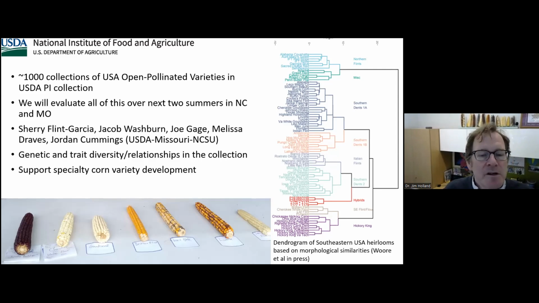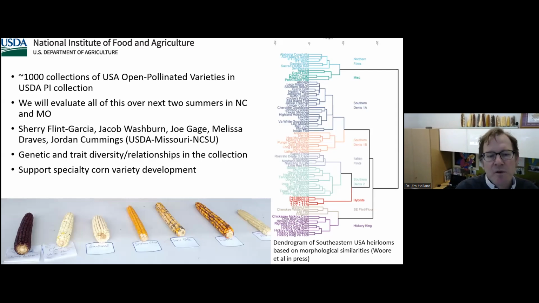So over the next 2 summers, with support from a NEFA grant, Sherry Flint Garcia and Jacob Washburn, who are with USDA at Missouri, and their graduate student, Melissa Draves, are going to evaluate materials there for 2 summers. And here, with Joe Gage at NC State and Jordan, a graduate student at NC State, we're going to evaluate pretty much all 1,000 of these collections in the field. Then we're going to do sequencing analysis on at least a subset of them to better understand the trait diversity and the relationships.